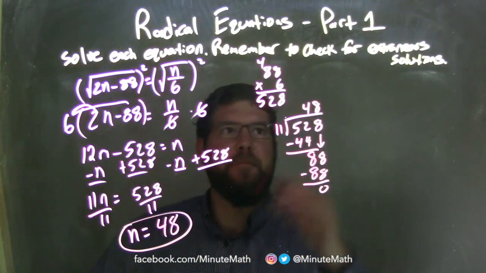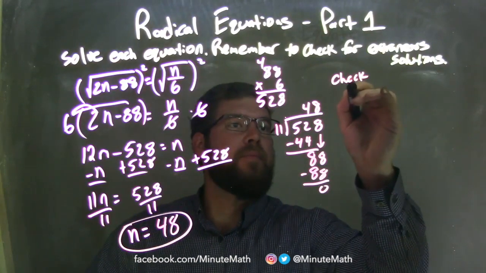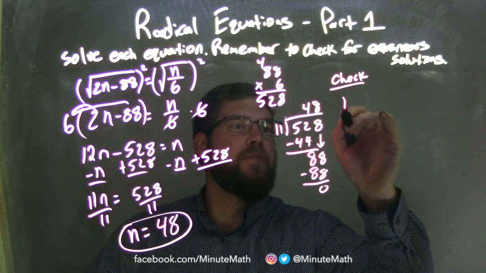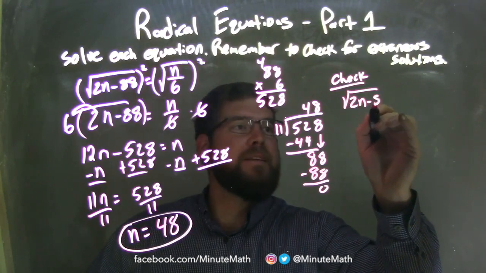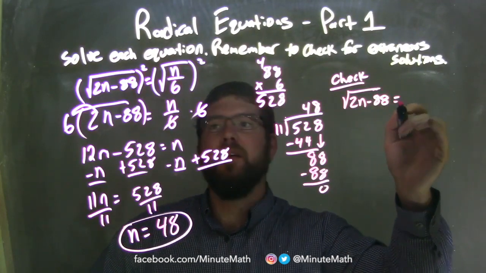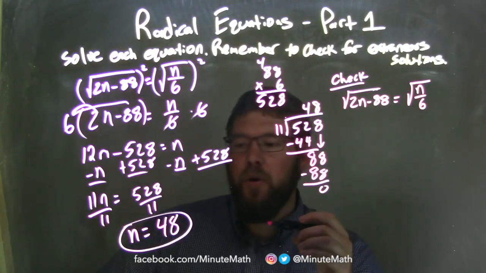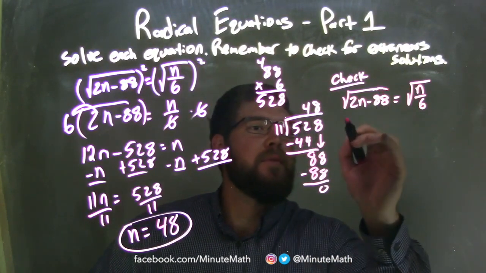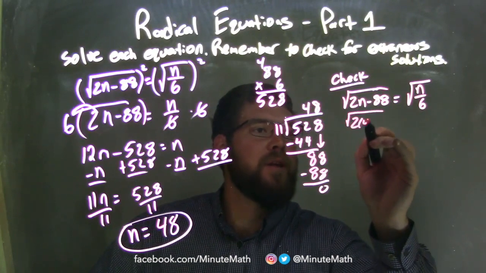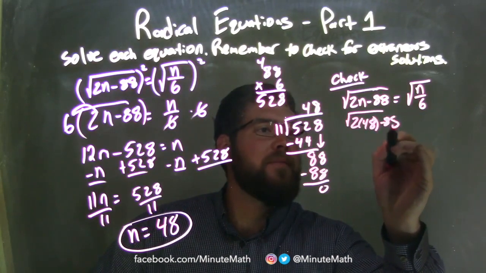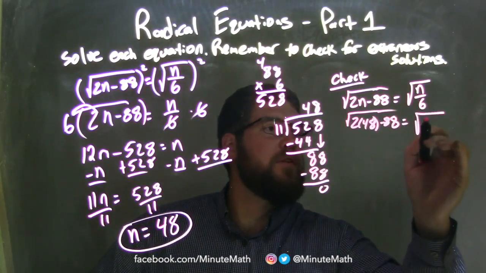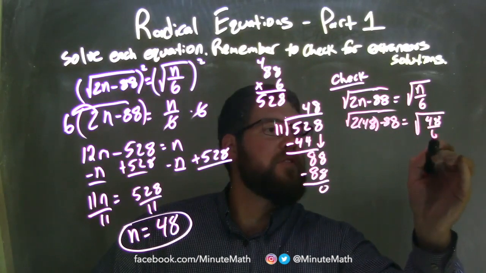But now I need to check. Okay, so I'm going to check this. So I'm going to rewrite my equation: square root of 2n minus 88 equals the square root of n over 6. Well, let's plug in 48 for n here. So square root of 2 times 48 minus 88 equals square root of 48 over 6.